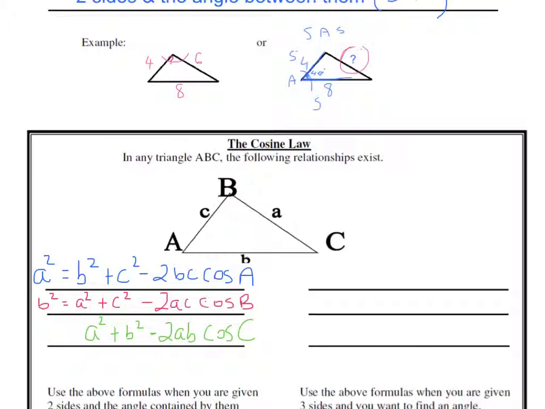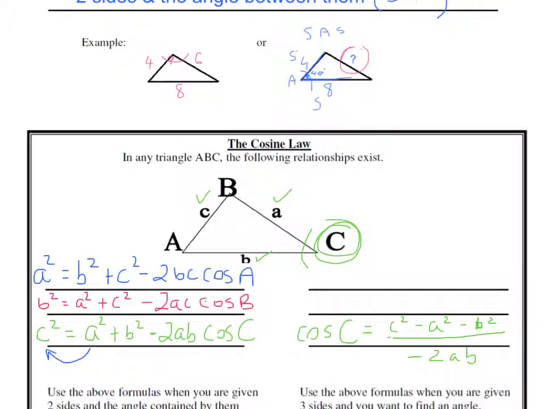But what if we're trying to find an unknown angle, such as C, and we have side A, side B, and side C? Well, then you'd have to manipulate this formula, do some algebra, to get that cos of angle C is C squared minus A squared minus B squared. So what I've done is I've brought these two over and then divided by negative 2AB to get that on the bottom. Okay? And you would do the same if you wanted to find the angle in these two scenarios as well.